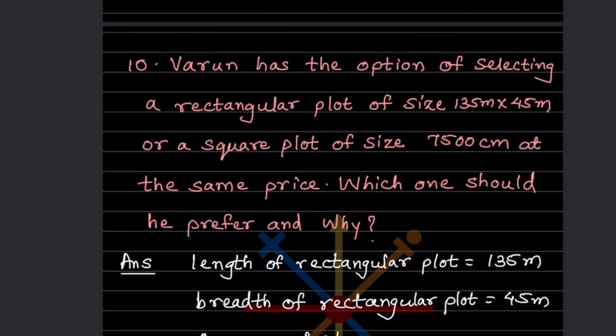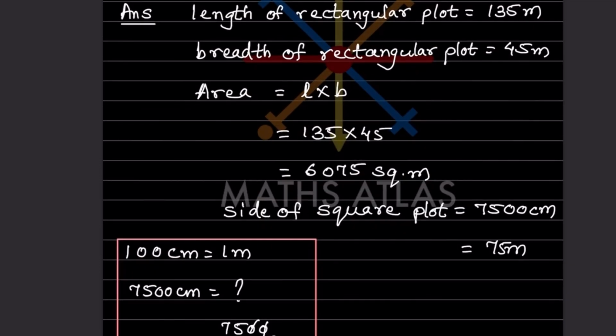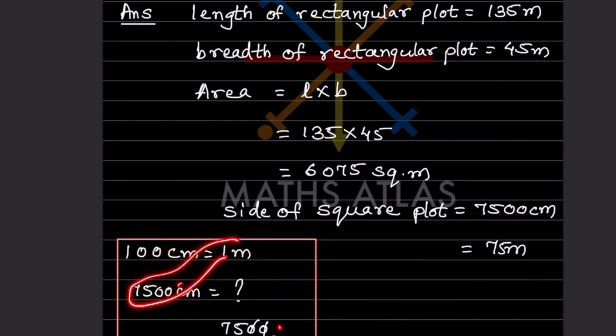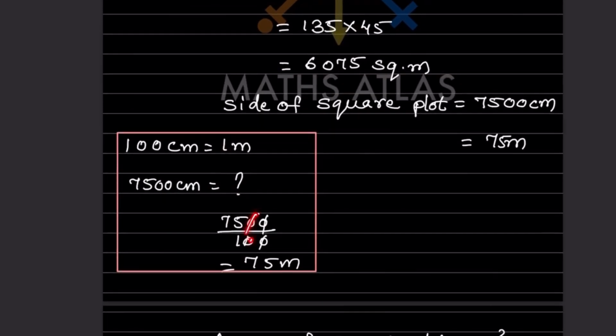Now this is done. Now we look at the second sentence. Now we'll look at the square plot. So the side of the square plot is 7,500 centimeter. But because the other dimensions are in meter, this also should be written in meter. So this is my rough form. 100 centimeter is 1 meter. 7,500 centimeter together, how much will this be? So the two numbers together will be 7,500 into 1, that will be 7,500. And look at this one, 100 is there, so you have to write the 100 in the denominator. So what will you do? You will cut these two zeros. So what is the answer? 75 divided by 1 will be 75 meter.